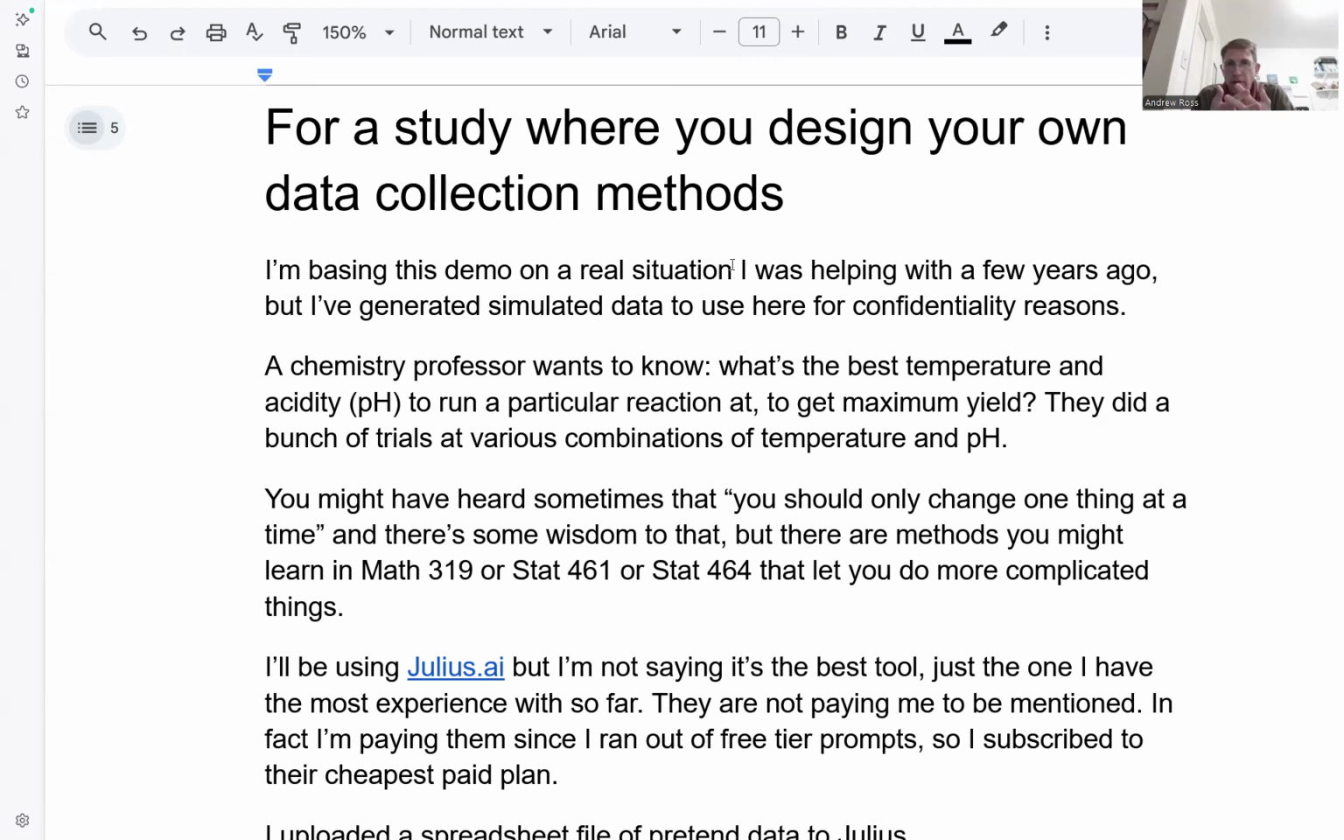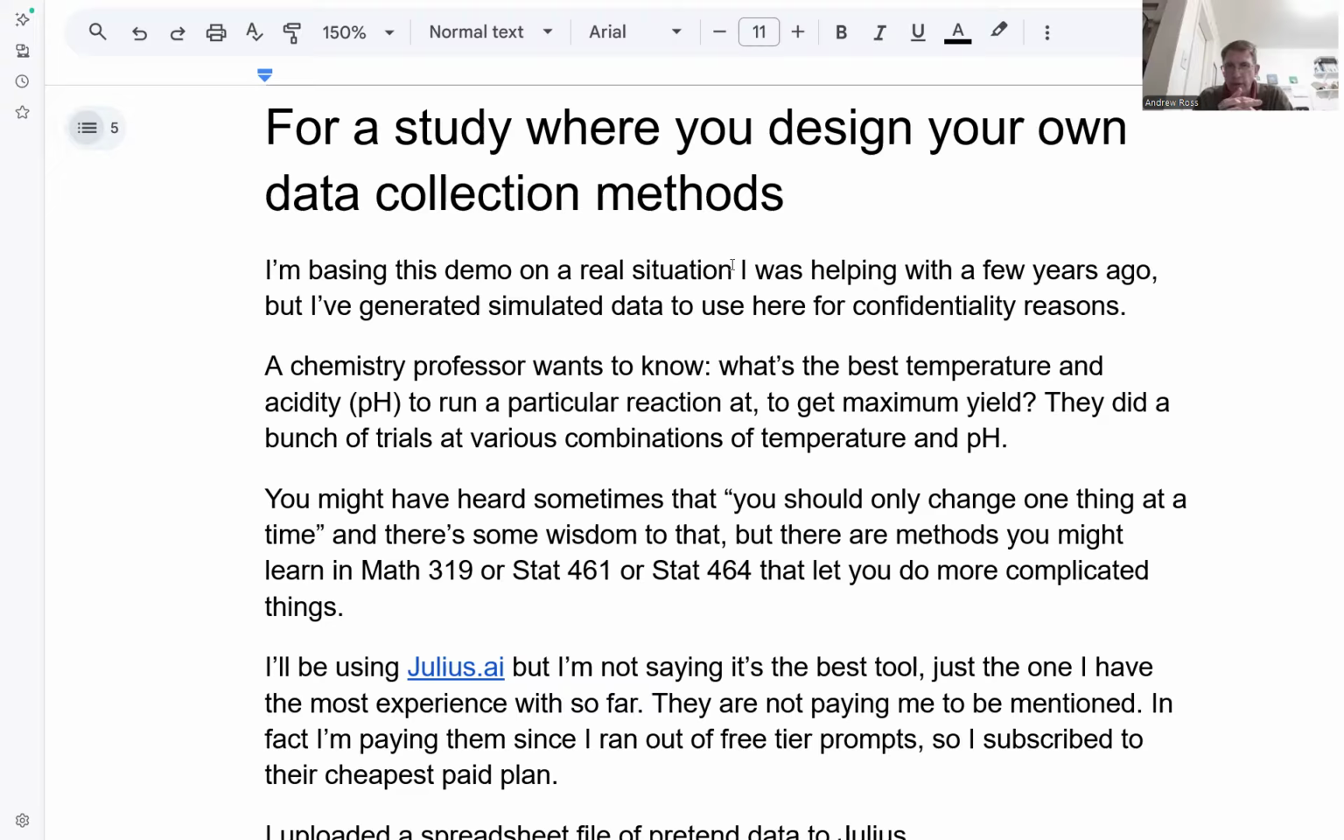So let's say a chemistry professor wants to know what's the best temperature and acidity, or pH, to run a particular reaction at to get maximum yield. Yield is kind of the percent of total product that you expect to get. And this professor maybe did a bunch of trials at various combinations of temperature and pH.